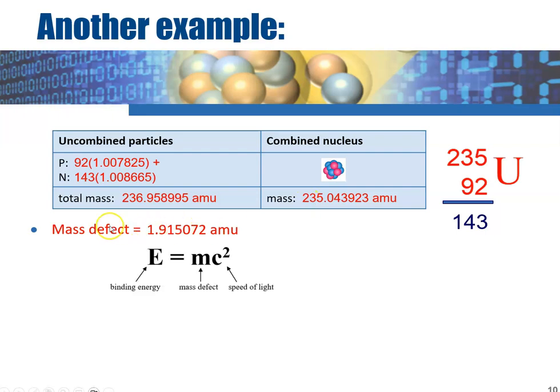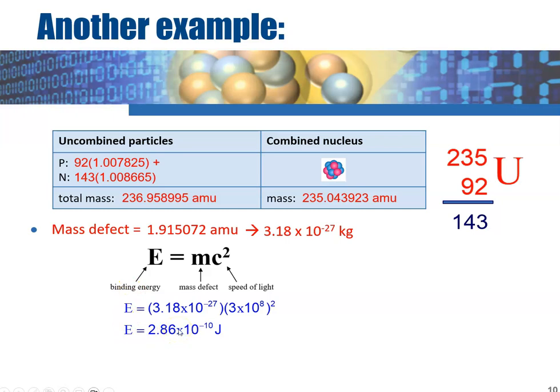I'm going to want to put this mass defect into E equals mc squared to get the binding energy. But this mass defect has to be in kilograms. So I'm going to take these AMUs and use my mass unit converter to convert that into kilograms. Now that I have that, I can plug it into this equation. So I know my mass defect times the speed of light squared. I now know my binding energy in joules.